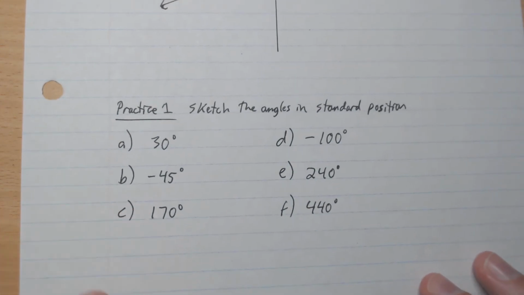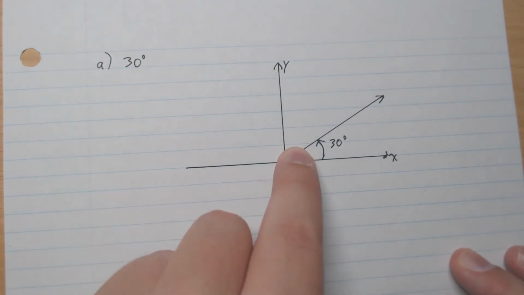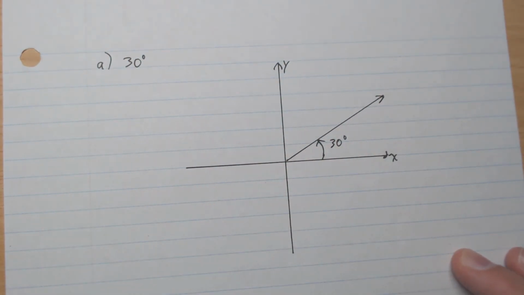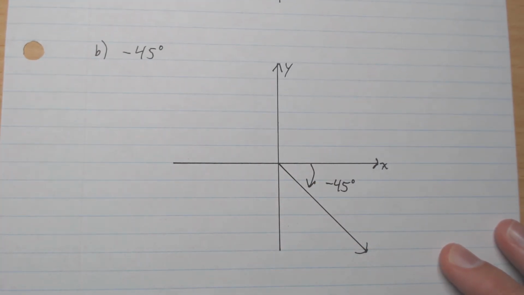Okay, practice number 1. Sketch the angles in standard position, A to F. Go ahead and pause the video and answer that. Okay, we're back. 30 degrees, like this. Negative 45, like this.